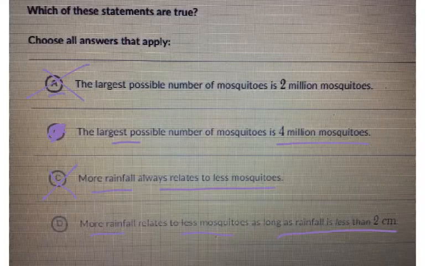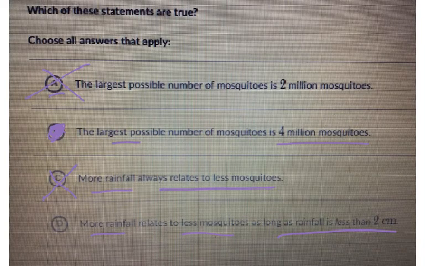So, I know it can be a little tricky, the wording, but that's what I want you to practice and get used to. The only correct answer was B. Okay? Let's try a couple more.